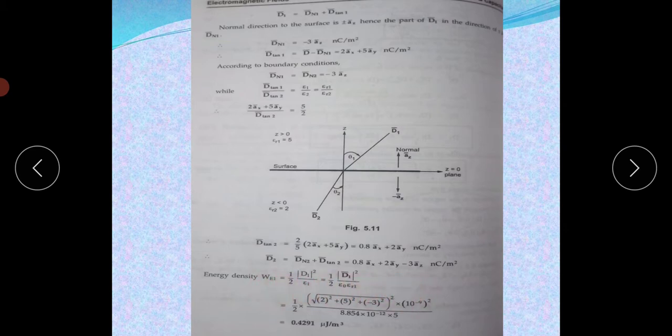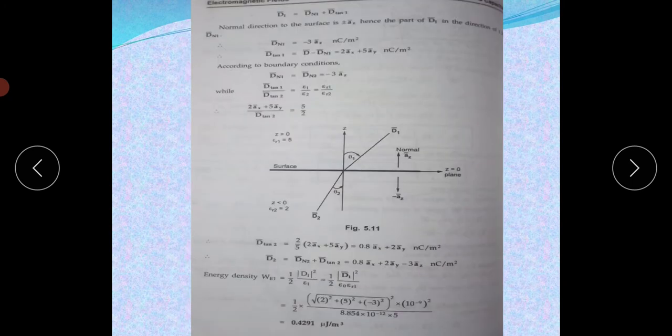Here we have the electric flux density and relative permittivity values, so we use the formula 1 by 2 D square by epsilon. In the first material, it is 1 by 2 D1 square by epsilon 1. In the second material, the energy density equals 1 by 2 D2 square by epsilon 2.